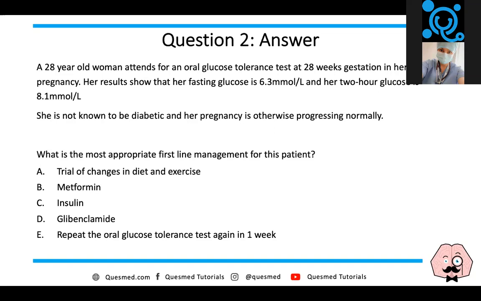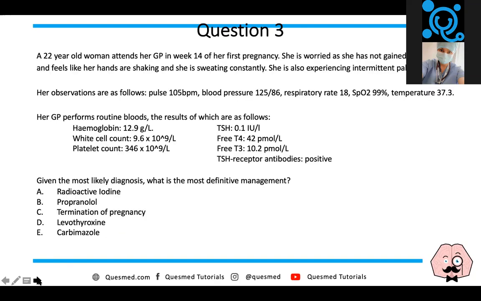And from now on, we do want her to check her glucose regularly, and we want to use those numbers to see how her glucose monitoring is going. So the correct answer here is a trial of changes in diet and exercise in the first instance. So let's move on to the next question. And here we've got a woman with some symptoms, and I'll give you a minute to read the question and formulate an answer.